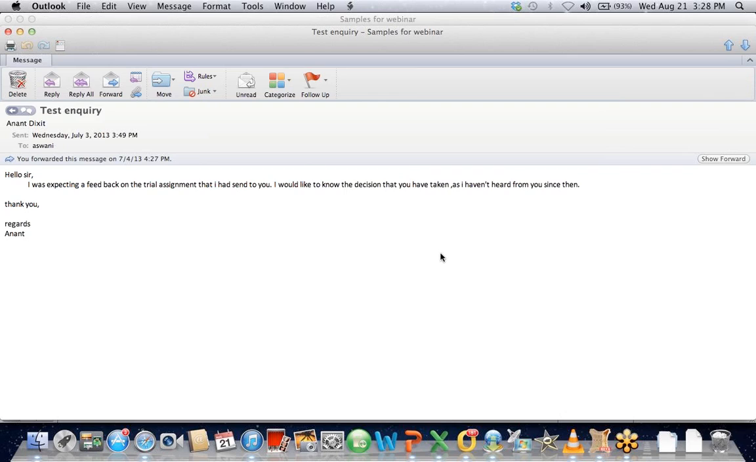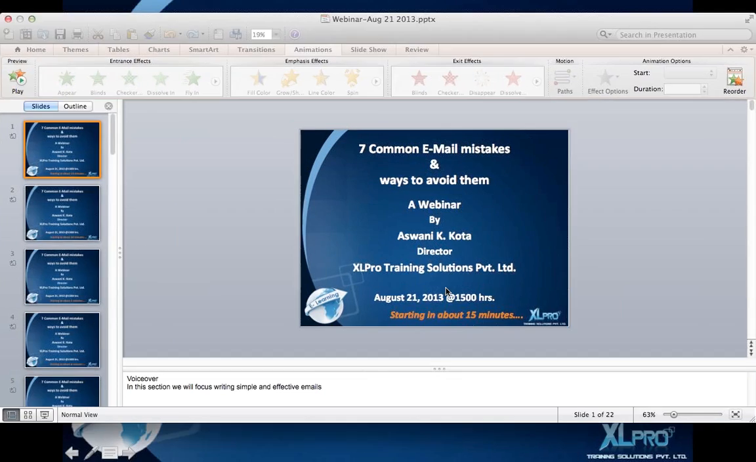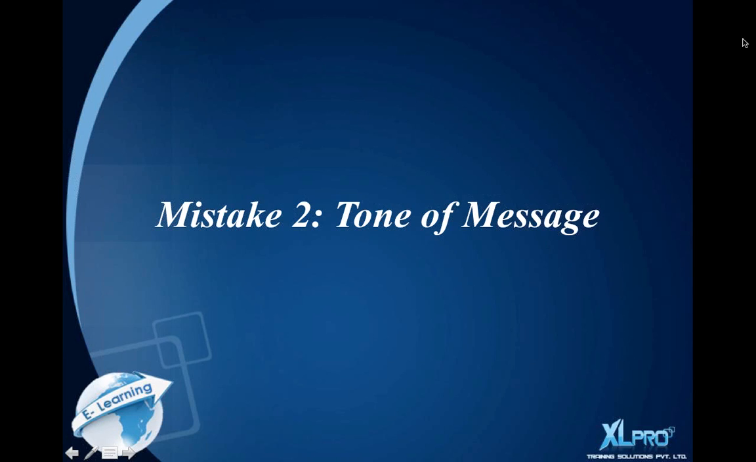Now, when we write a mail, here's a gentle reminder mail: as I haven't heard from you, I would like to know from you. But by the tone, it doesn't seem so. Accidentally, the person has used a tone which the person should not have used, and the person would have paid dearly for such a thing. So, that is something which we always want to avoid.